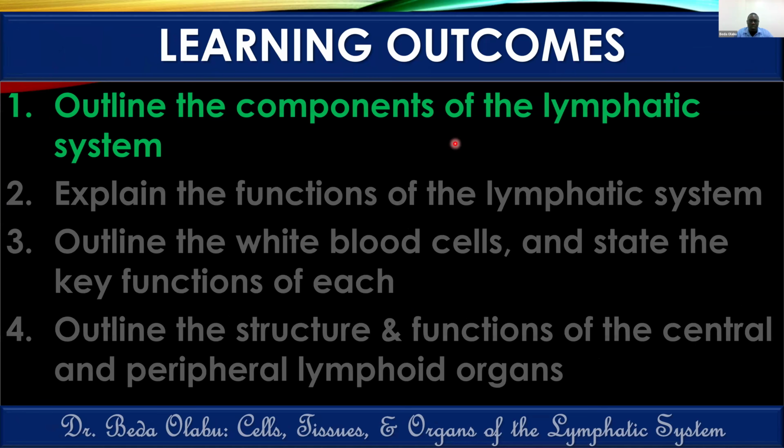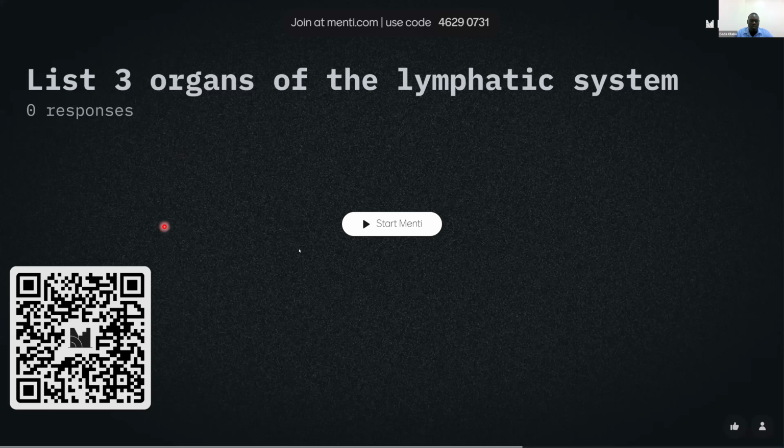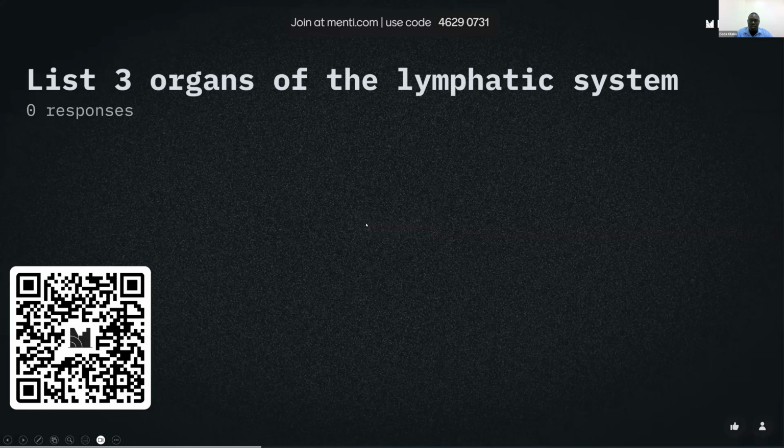Let's start with the first agenda there, components of the lymphatic system. And this first agenda will come to you in form of a question, which I want you to respond to. You have a minute to respond to the question. You can scan the QR code on the screen and respond, or you can go to menti.com and enter the code there on the screen.